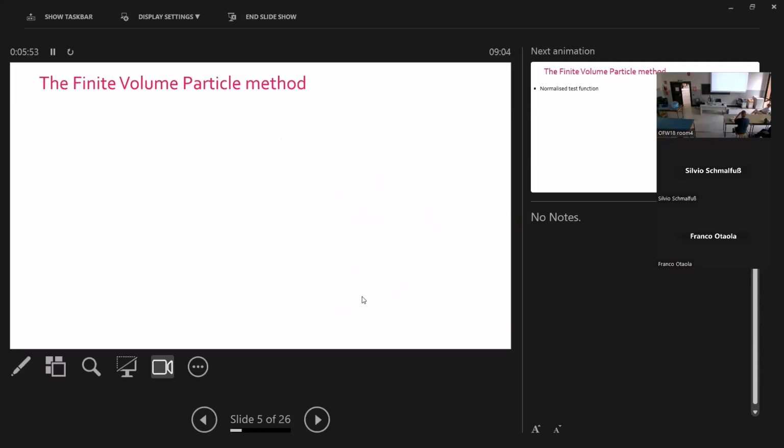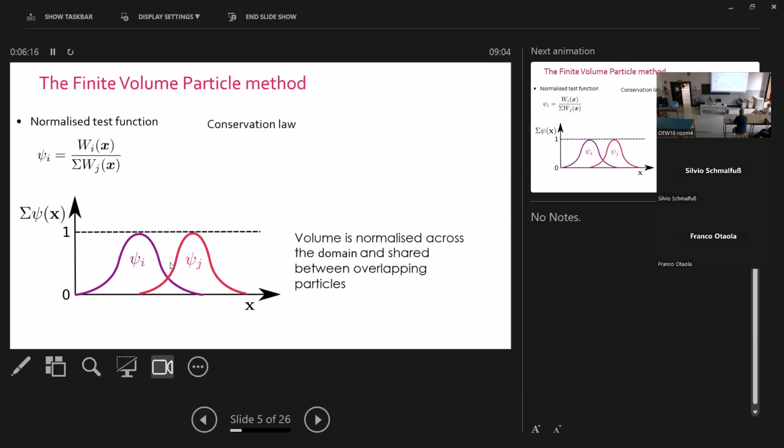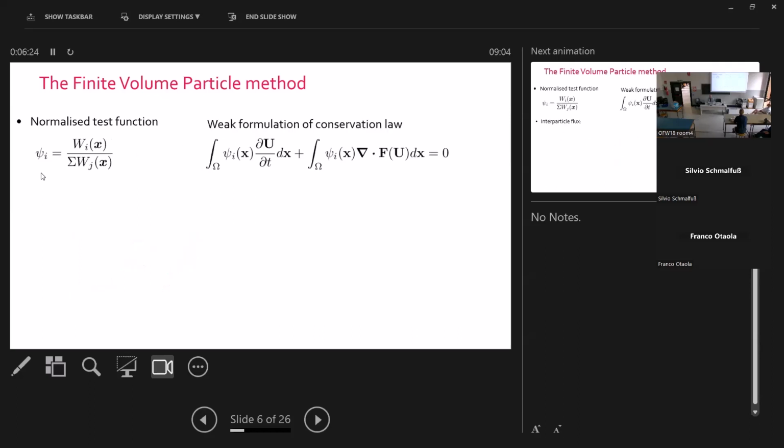The first thing we're going to do is normalize this weight function like so, so that it sums to 1 at any point in the domain. And this forms what we call a partition of unity. This means if you take any point in the domain, the volume of all the contributing particles sums to 1. The equations that we want to solve are of this form, the conservation equations. And if we multiply this by this test function, we get this weak form of the conservation law here.